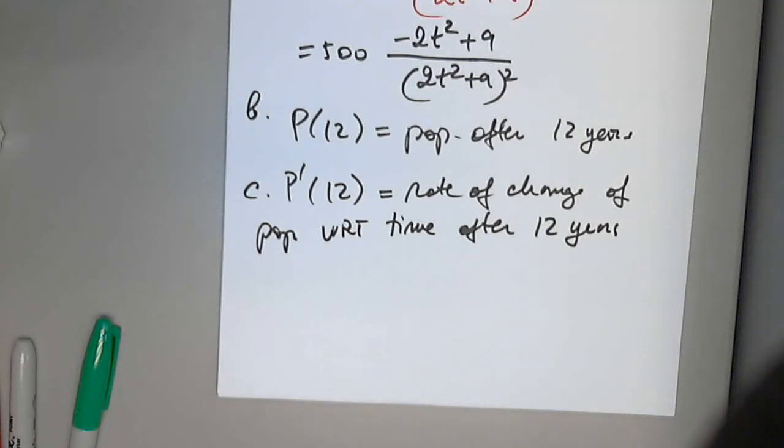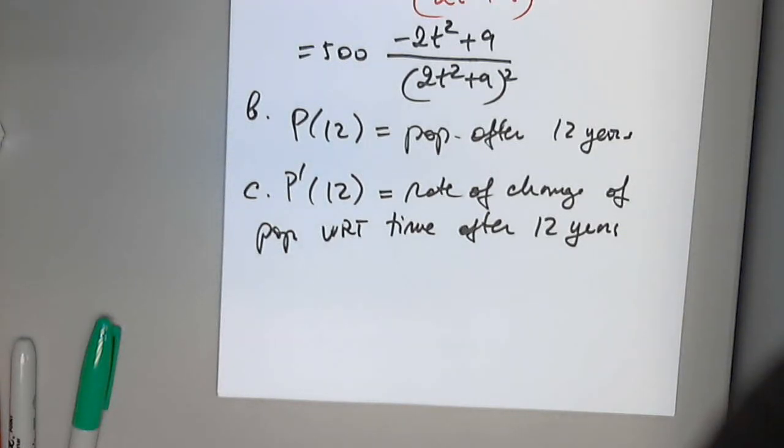So let's put these functions in the graphing calculator, one in y1 and the other one in y2. So one more time, P of 12 is the population after 12 years. P prime of 12 is the rate of change of the population, WRT, lazy people write WRT for with respect to time, after 12 years. Ready? So let's put both functions in and just plug in 12 and we'll get both answers right away.